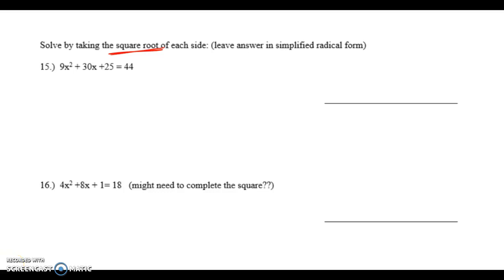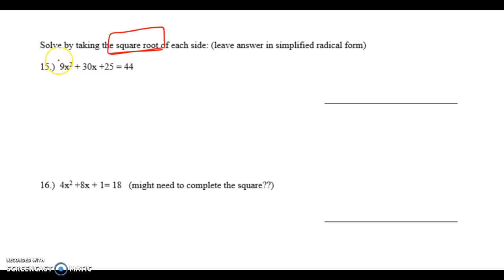All right, I'm starting test B, the second half of this test, number 15. So we wanted to solve by taking the square root of both sides. Now, you could either recognize that this thing can be factored, or you could do it by completing the square. So I'll do it both ways.